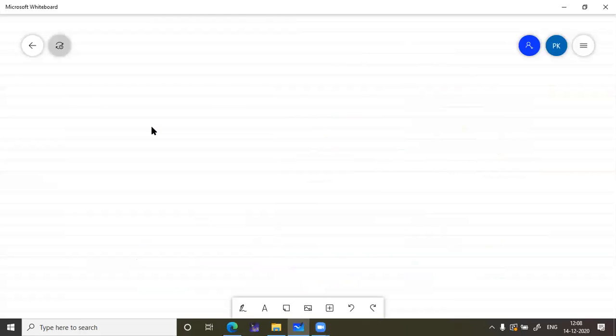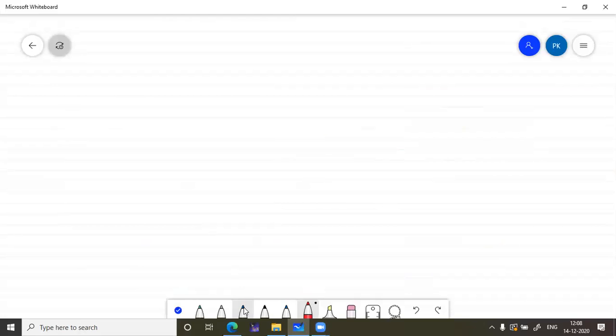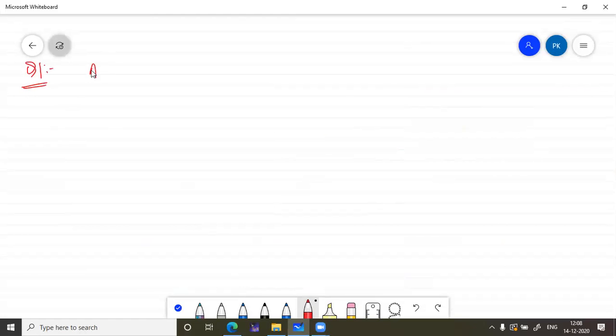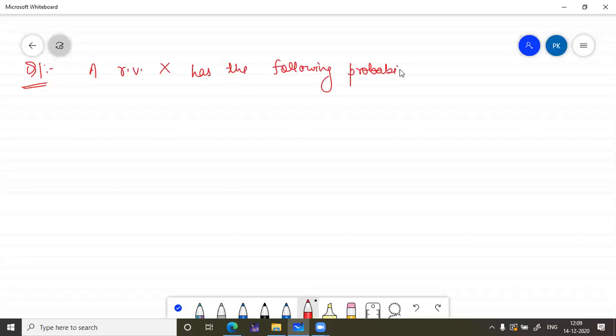So let's see the problem. Is this clear? Yes, ma'am. Now I'm going to take a problem for these random variables in both the cases. Suppose question is: a random variable x has the following probability function.